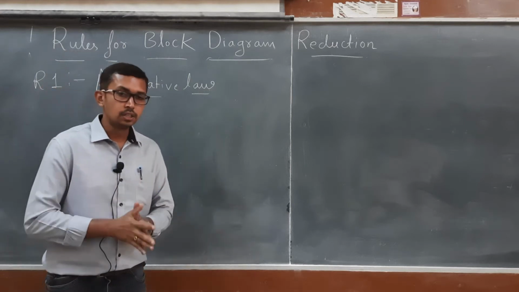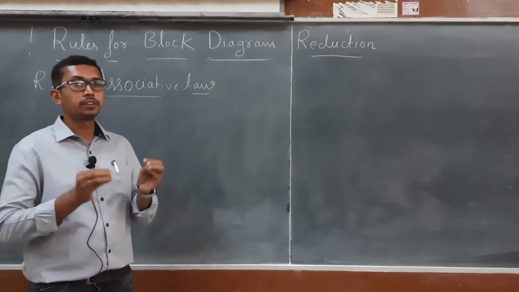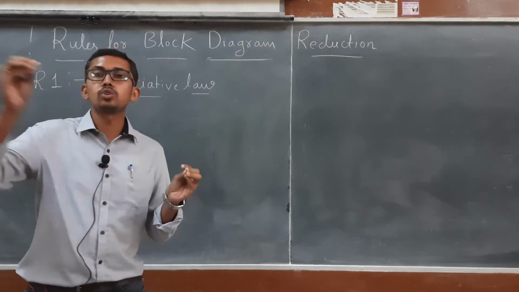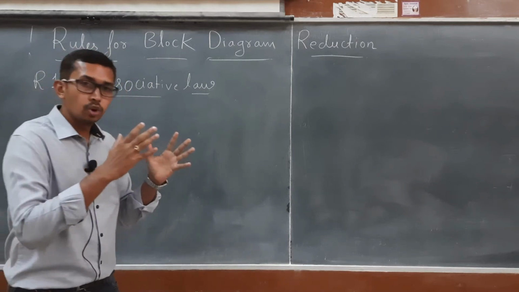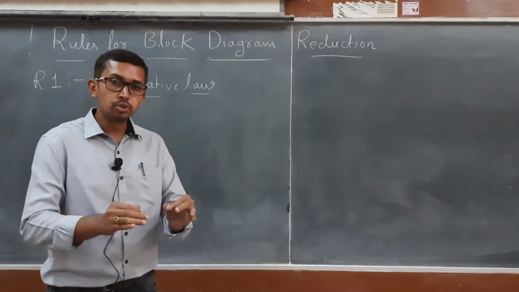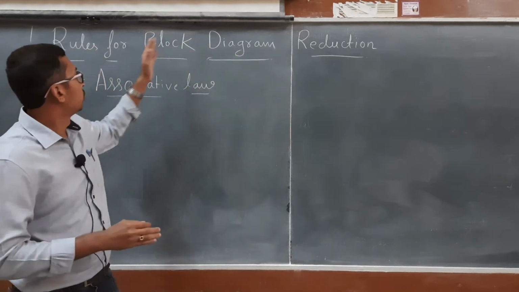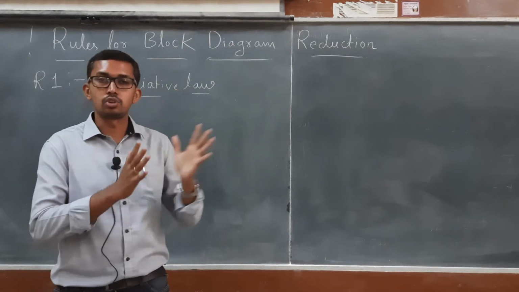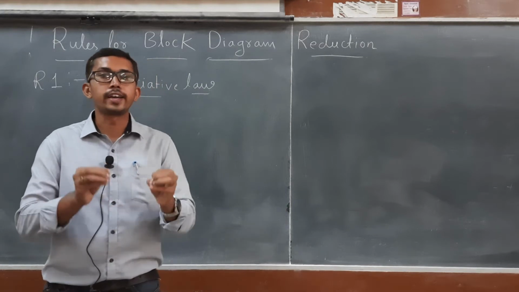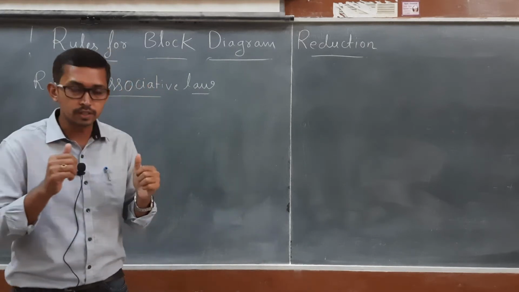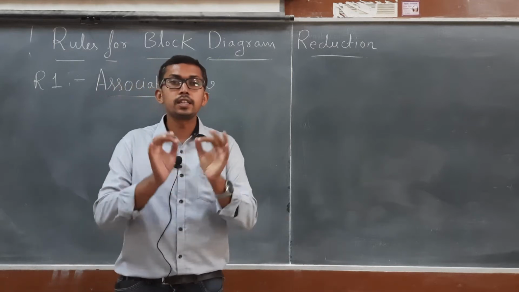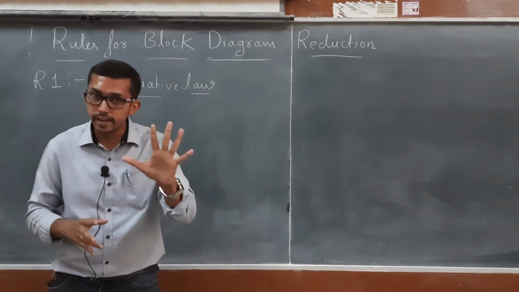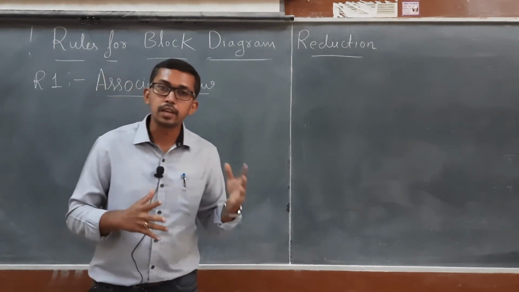In this class, we are going to see the different rules to reduce the block diagram and find out the overall transfer function. To find the overall transfer function, we should know the different rules for block diagram reduction. Then it will be easy for us to solve the problem and find the final transfer function of a given system. Totally there are 11 rules. Today we are going to discuss 5 rules, and in the next class we discuss the remaining rules.